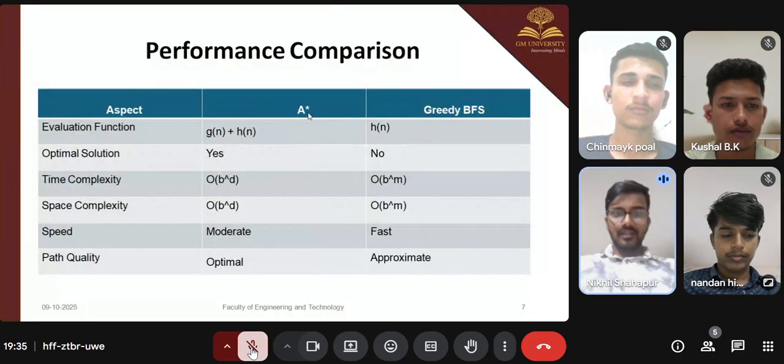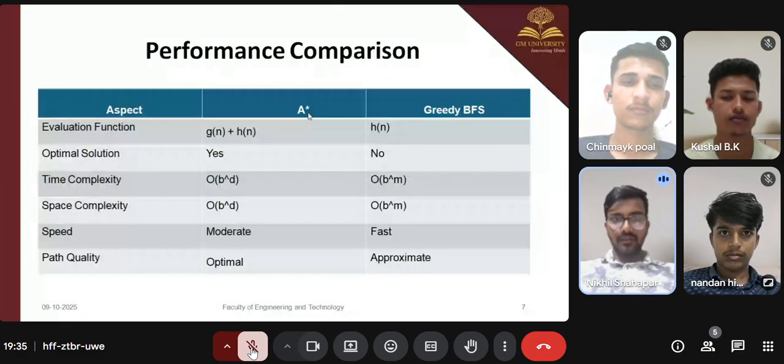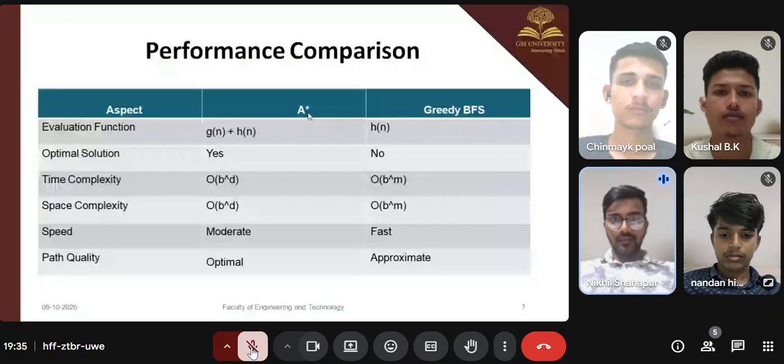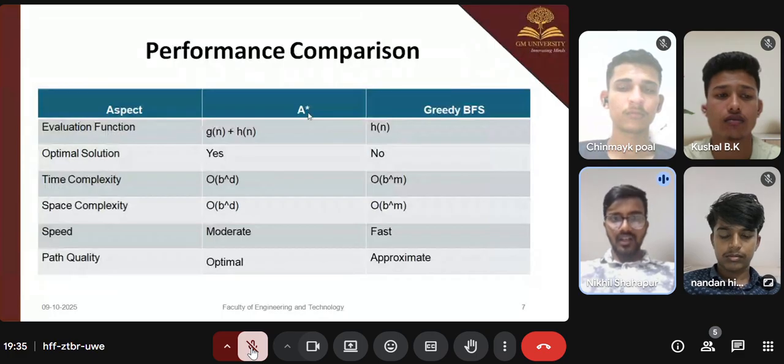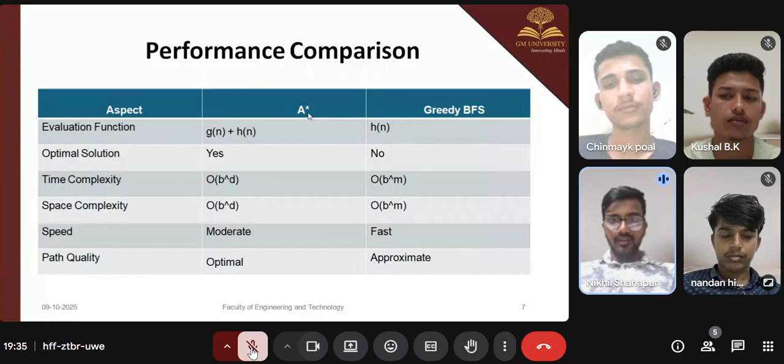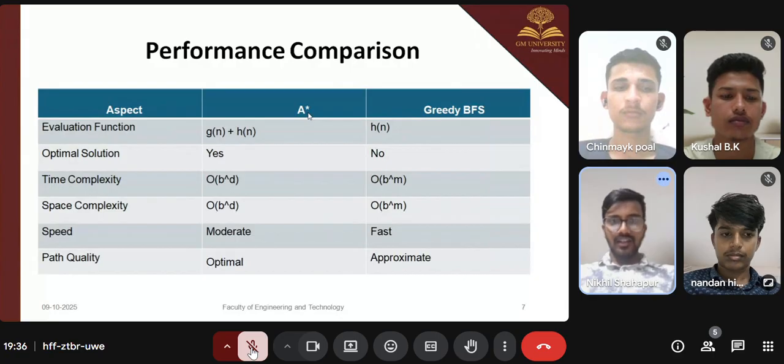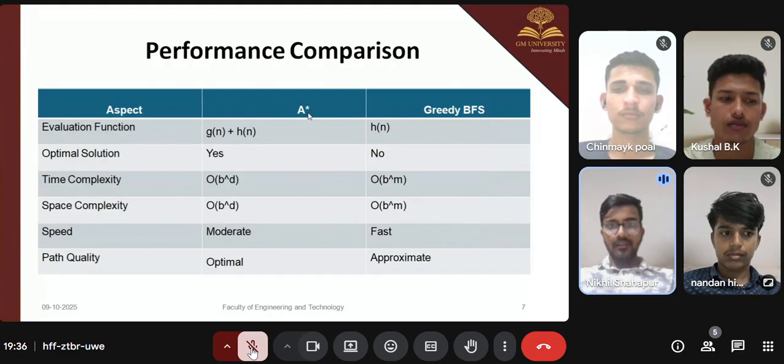Coming to performance comparison, the aspects are A star and greedy BFS. Evaluation function: g of n plus h of n in A star, and h of n in greedy. Optimal solution: yes in A star, no in greedy. Time complexity: in A star O of b to the d, in greedy BFS O of b to the m. Space complexity: in A star O of b to the d, in greedy BFS O of b to the m. Speed: in A star moderate, in greedy BFS fast. Path quality: A star optimal, greedy BFS approximate. These are the performance comparisons.